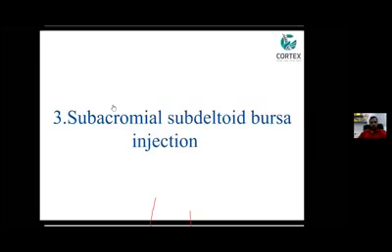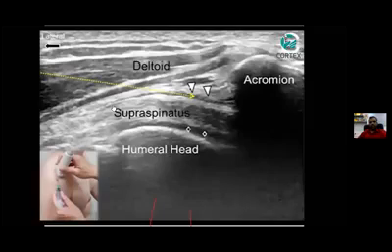Next, we will be covering the subacromial subdeltoid bursa injection. We have already seen how to assess the supraspinatus, and just superficial to the supraspinatus, you can see the subdeltoid subacromial bursa. In cases of bursitis, you can inject either anteriorly, posteriorly, or on the lateral aspect. Everywhere it will be visible. This bursa will be visible anteriorly also.